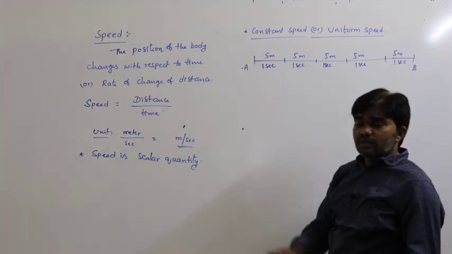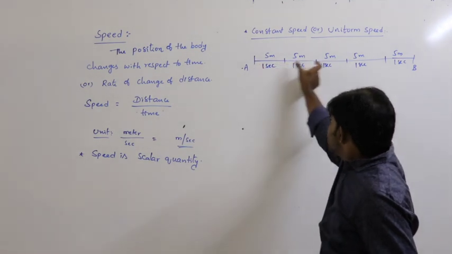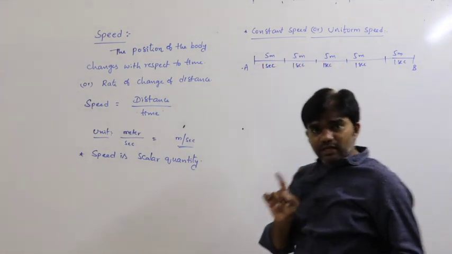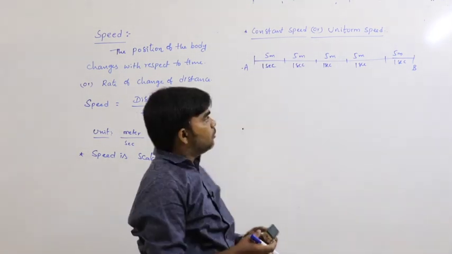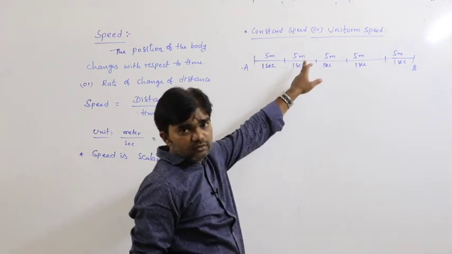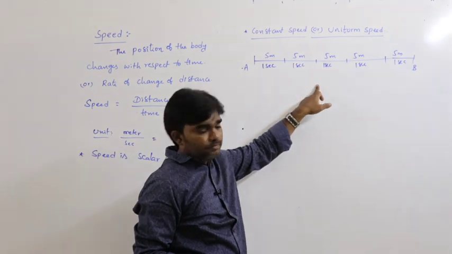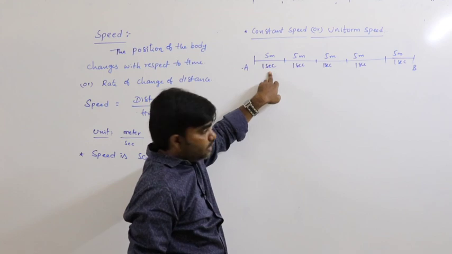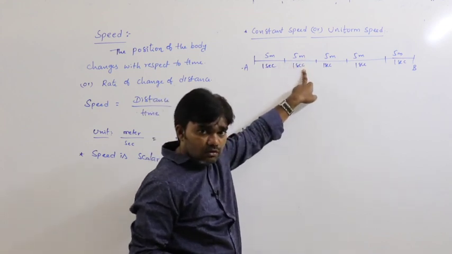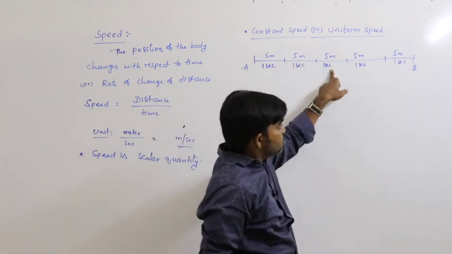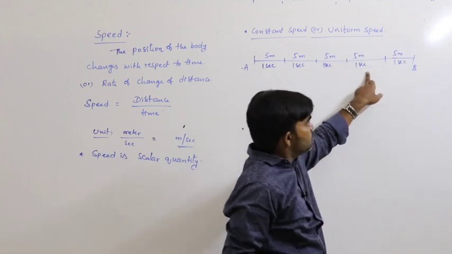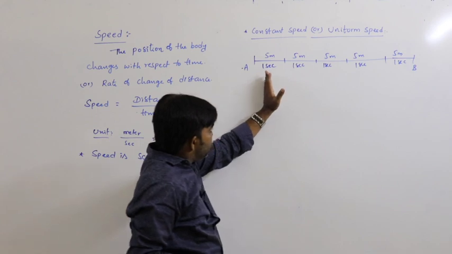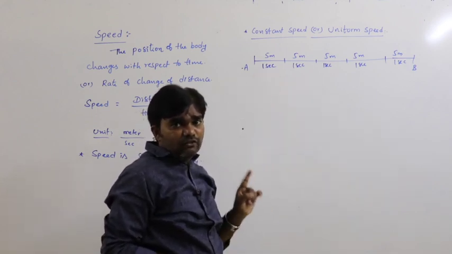That means, to travel the distance of each 5 meters, if the body takes 1 second, then the body is said to be moving with uniform speed. See here, for the first 5 meters, it takes 1 second. Next 5 meters also 1 second. Next 5 meters also 1 second. So that means it takes 1 second to travel 5 meters.